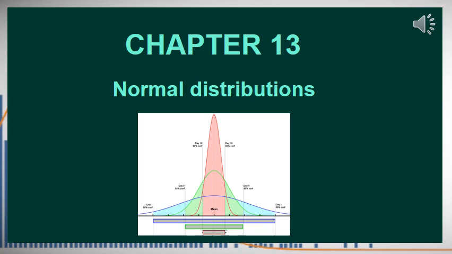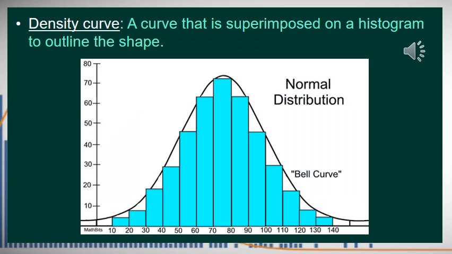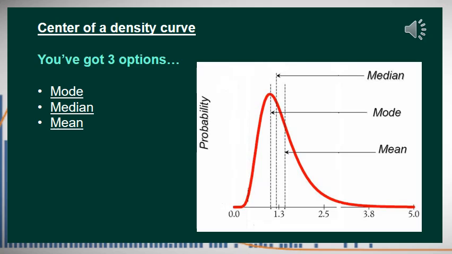This chapter 13 in methods is about normal distributions, about what we call bell curves. The black curve that you see on this image here is called a density curve. Each time you see a density curve, you always have to keep in mind that there is a histogram behind, that the density curve is the outline of a distribution of a histogram. The first things to look at when you have a density curve like this one is the shape of it and where the center is.